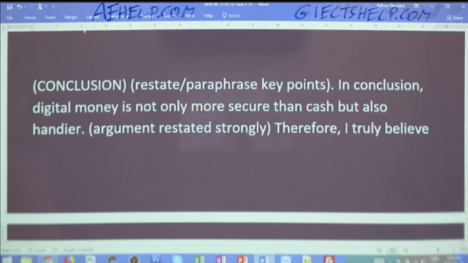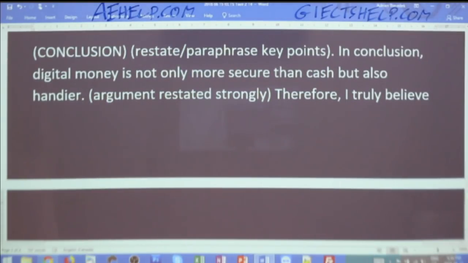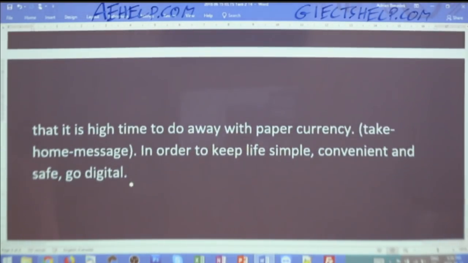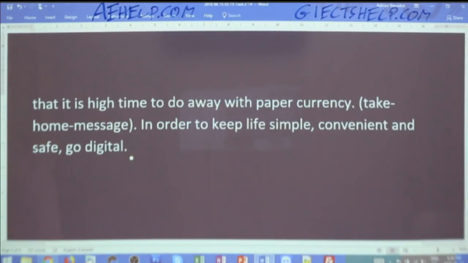In conclusion, digital money is not only more secure than cash, but also handier. Therefore, I truly believe that it is high time to do away with paper currency. In order to keep life simple, convenient, and safe, go digital. Okay, so that is your essay.